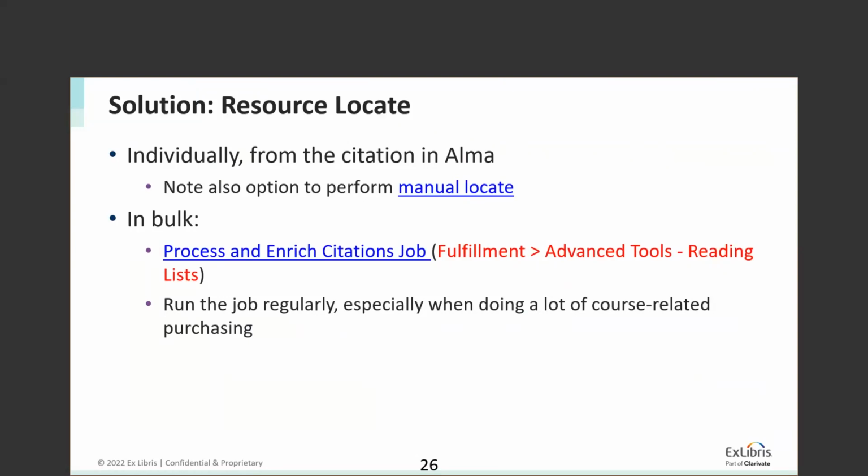So there's also the ability to do this in bulk. There's a job that you can run, which will run the resource locate process against your citations. If you're doing a lot of purchasing of course materials, I recommend that you run this job regularly, maybe especially at the beginning of the term as you're doing that purchasing, because this will go through all of your citations and attempt to link them up. If you have a lot of newly acquired inventory, the citations wouldn't have linked to that when they were originally added to the list, but they will as part of this job. So that's how you can handle that in bulk.